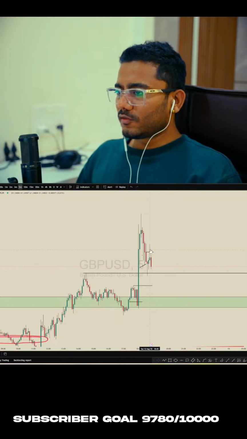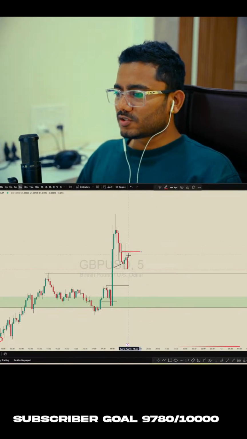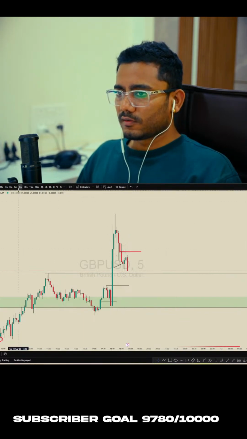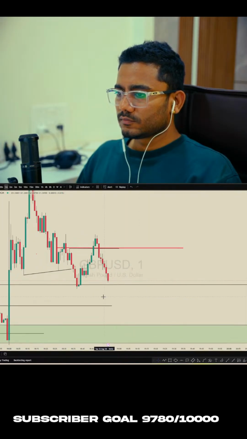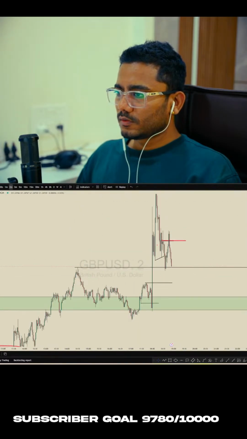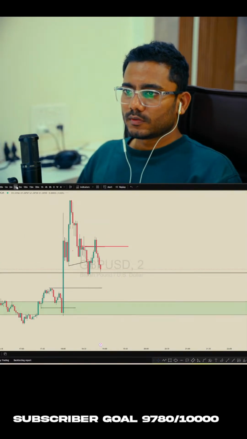Because on the 5 minute it does not look good. After breaking the structure, it should create liquidity at least on the 1 minute with a bullish candle. Then only the setup becomes valid. Here, just by looking at the 5 minute, we can see there is this 5 minute wick to the downside. It just retested this order block. So let's see.